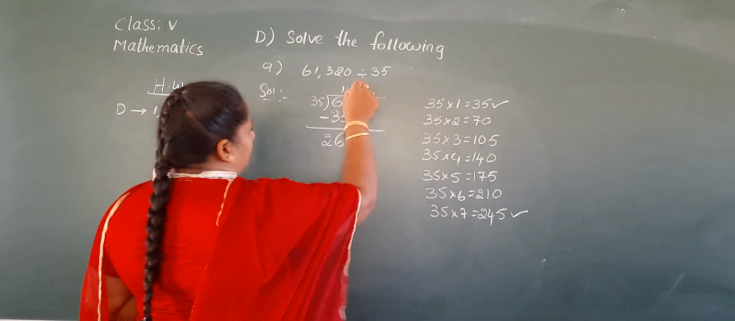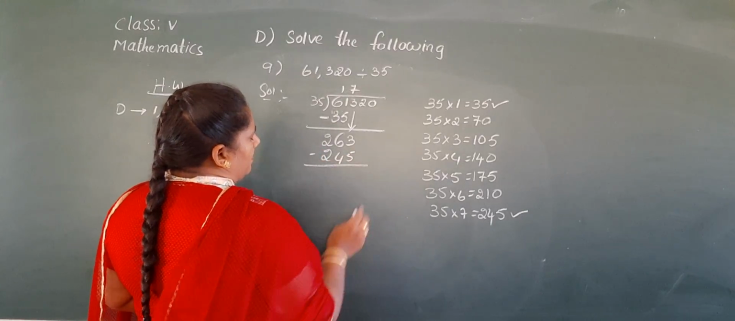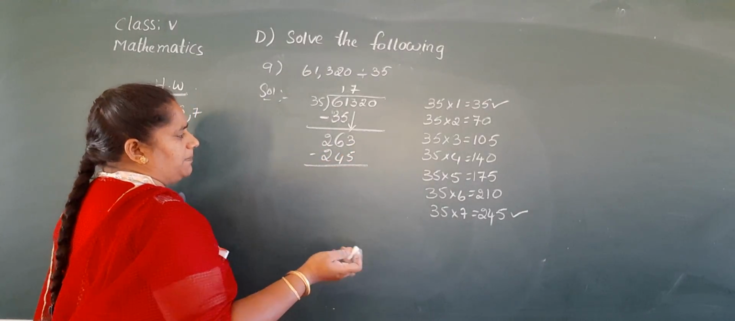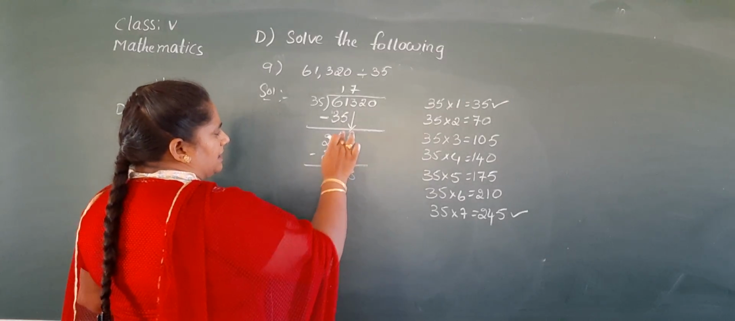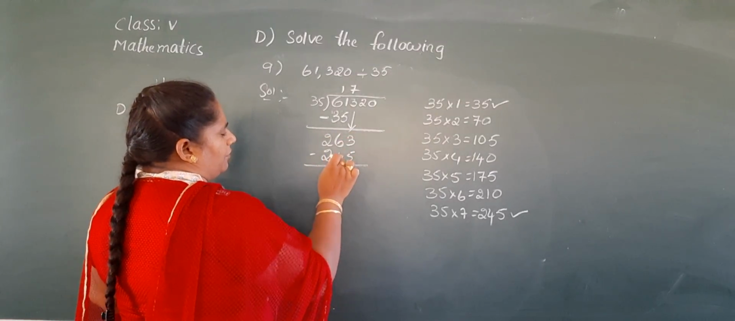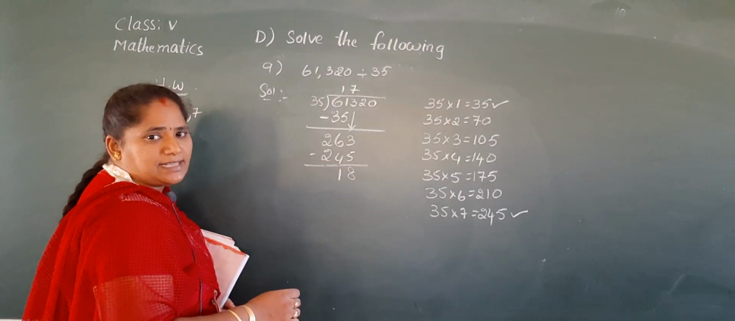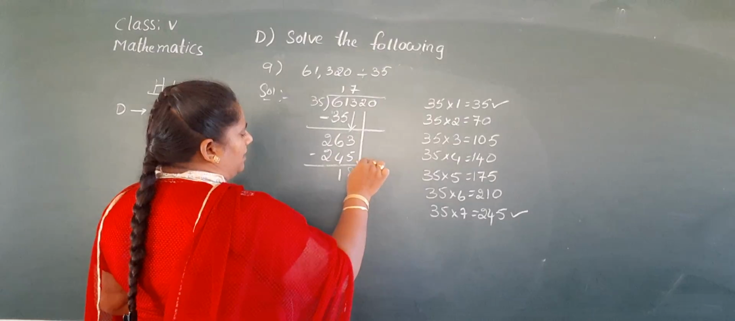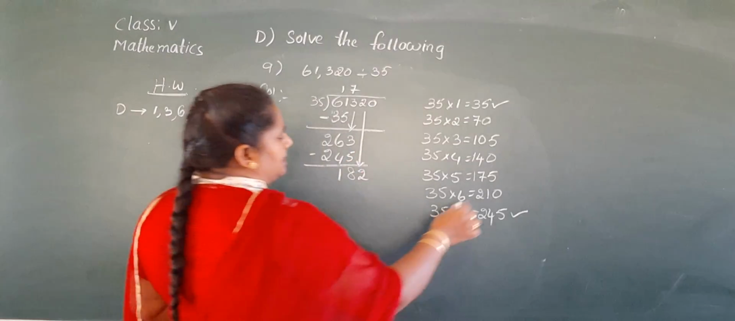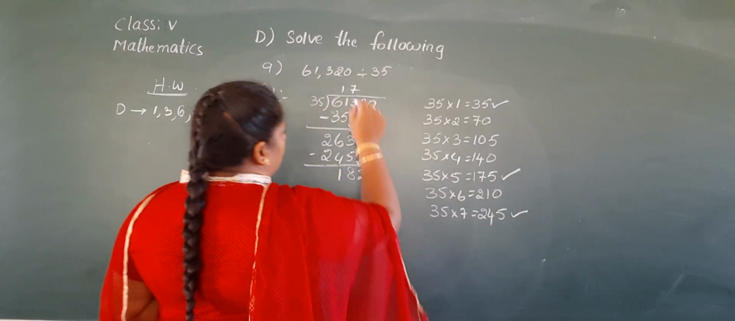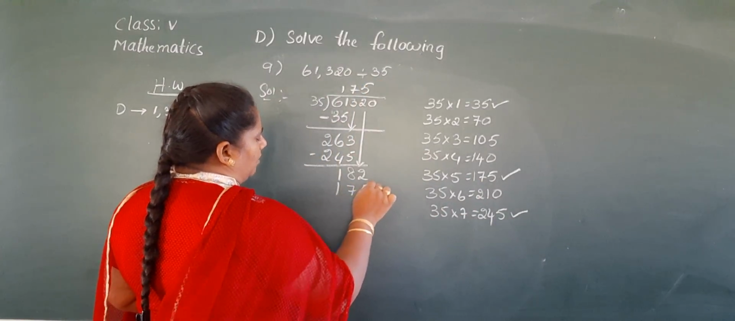So you take 7 times, 245. Now 3 minus 5 is not possible, so take borrow. 13 minus 5 is 8. 6 becomes 5. So 4 to 5 is 1. 2 minus 2 is 0. Left side 0 has no value. So you take down the next number, 2. 182. Which is the nearest number? Yes, 5 times. Write 5 in the quotient place and 175 down.